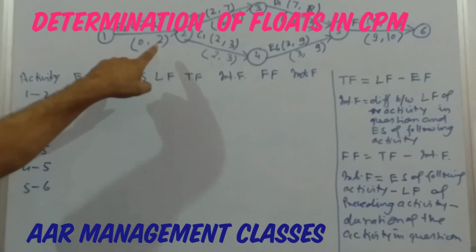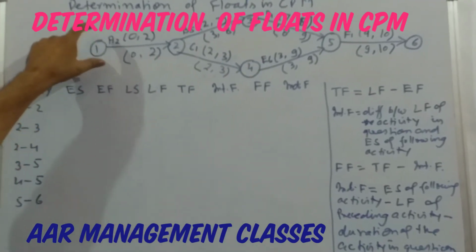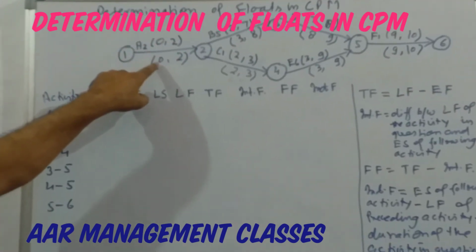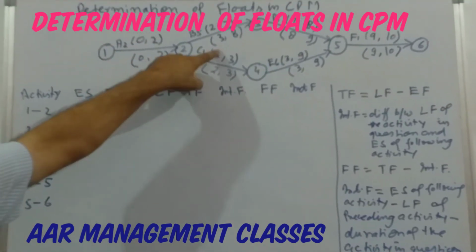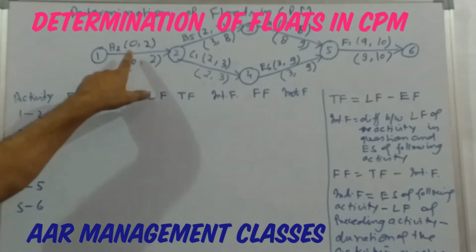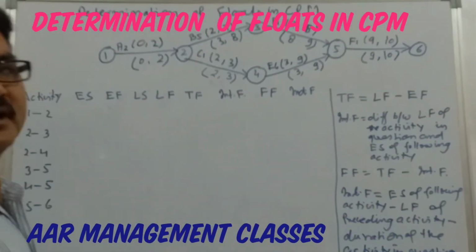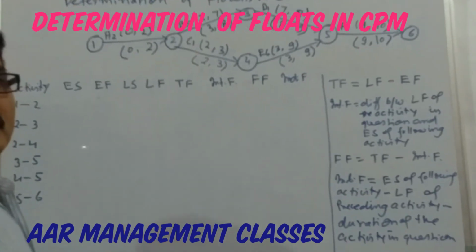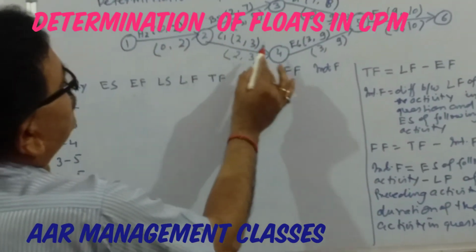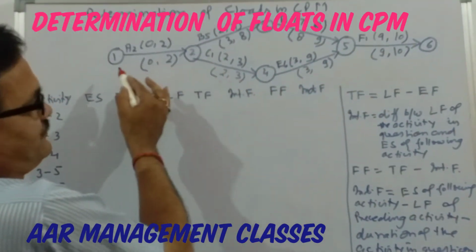The critical path method has already been discussed, as we know that the activities for which earliest start and latest start times, and earliest finish and latest finish times, are equal are known as critical activities, and the path made by these activities is known as the critical path. In this case 1 to 2, 2 to 4, 4 to 5 and 5 to 6 are the critical activities.